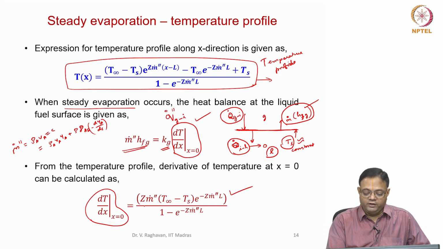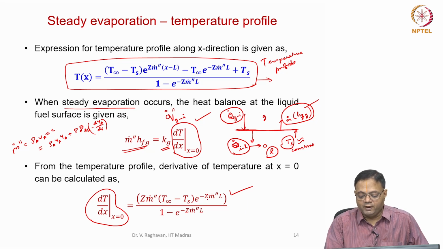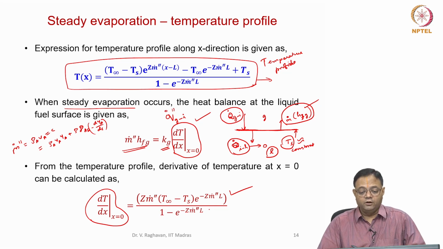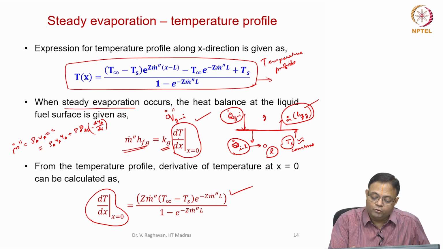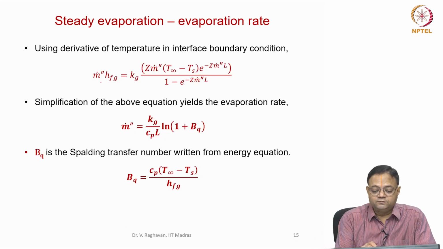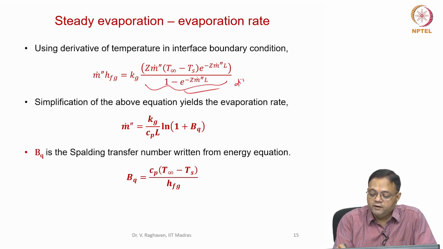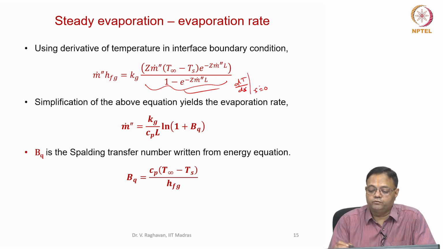Do you understand? So, Z m dot double dash (T infinity minus Ts) e power minus Z m dot double dash L divided by 1 minus e power minus Z m dot double dash L. So, that is the gradient. Now I can substitute this gradient value into this and find m dot double dash, that is what I need. So, I get this m dot double dash h_fg equal to k into this, which is dT/dx, which I have found from the temperature profile and put x equal to 0 there.